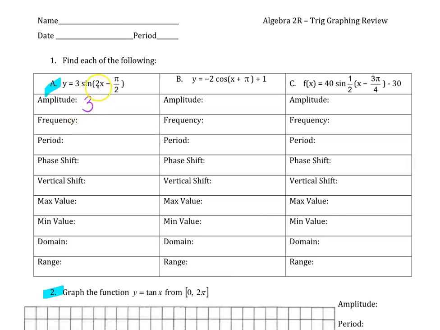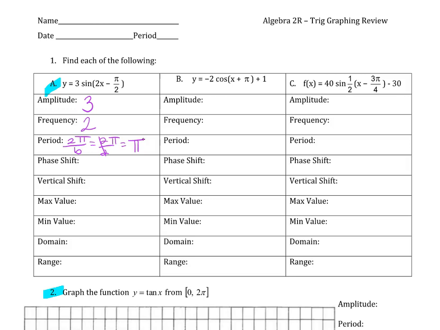Frequency comes from this B value right in here, which is 2, which means you would expect to see 2 full sine curves over the course of 2 pi units. Period is always calculated by 2 pi divided by the frequency, which in this problem is 2. And I'm getting pi as my period. So that means over pi units you would see 1 full sine curve, or it would take pi units to see 1 curve.